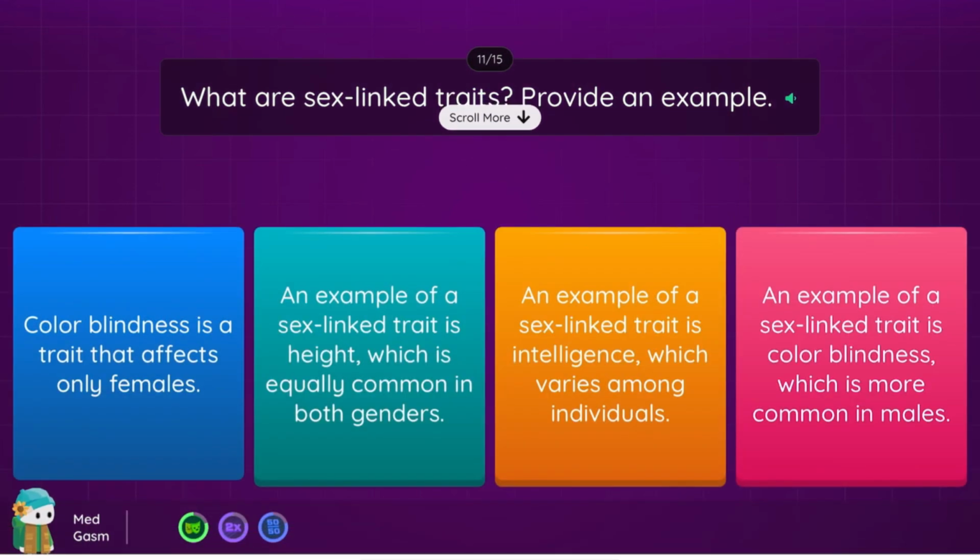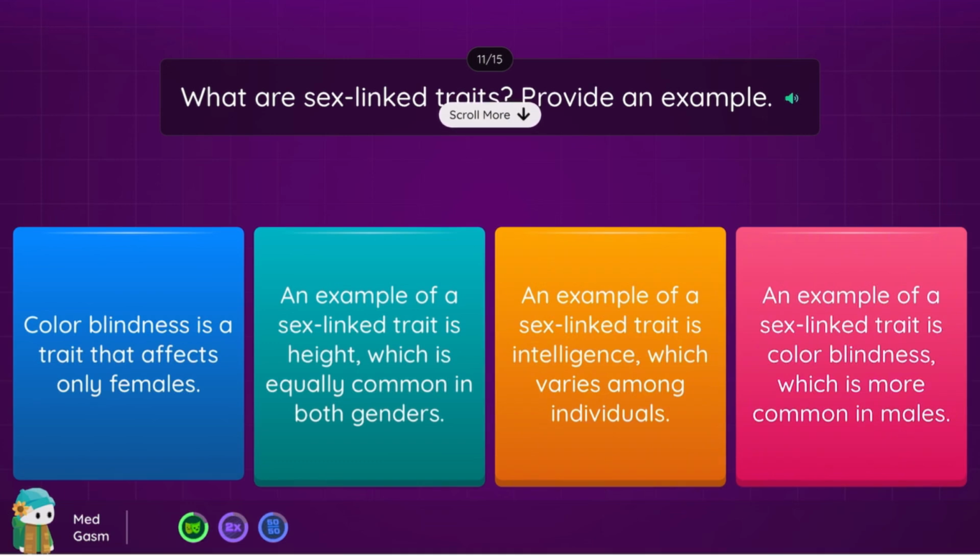Question. What are sex-linked traits? Provide an example. Option 1. Color blindness is a trait that affects only females. Option 2. An example of a sex-linked trait is height, which is equally common in both genders.